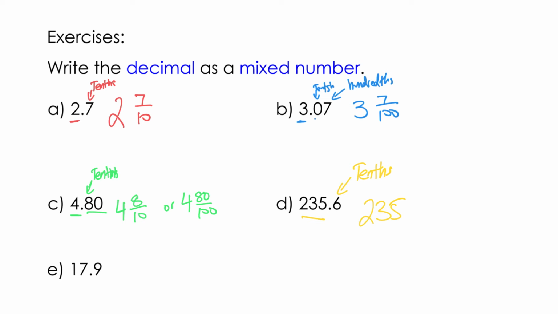Tenths is right here. And we have 6 tenths. And the last example, we have 17, which is right here. And again, we just have tenths, 9 tenths. So 17 and 9 tenths.